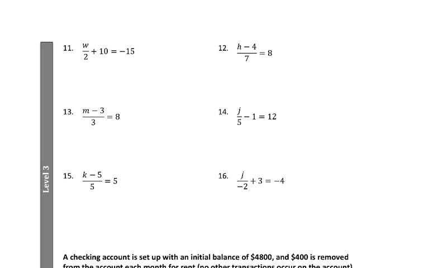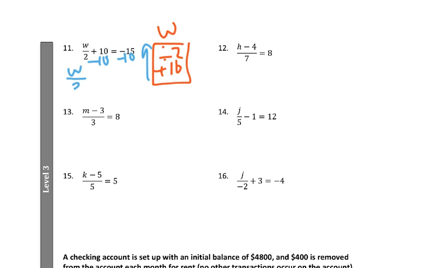Alright, let's go on to the back side. I'm going to solve question 11. I'll solve it using both methods so that you can see. We're solving for w. There's only one w there, so we can go ahead and do that. W is being divided by 2 and added by 10. So, opposite steps backwards, I'm going to go ahead and subtract 10 first. So then we have w divided by 2 equals negative 25.